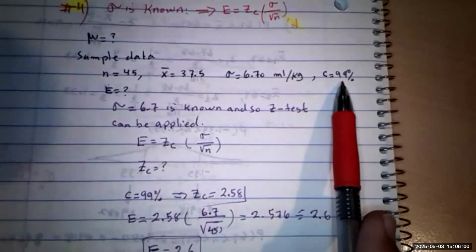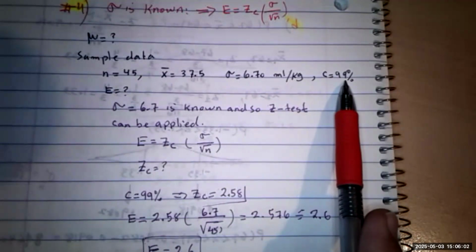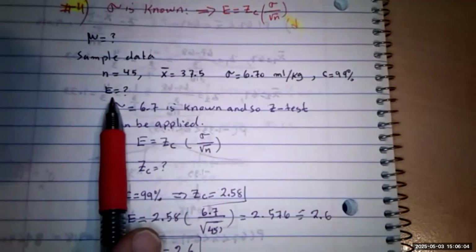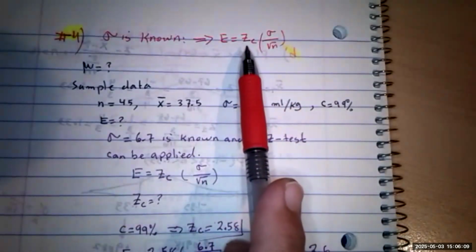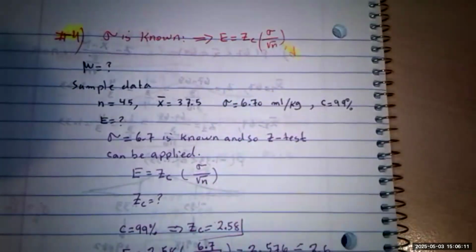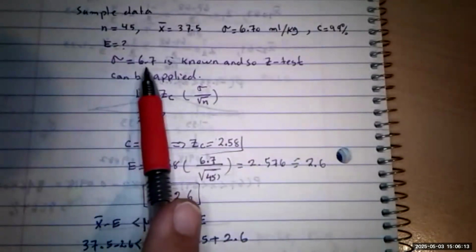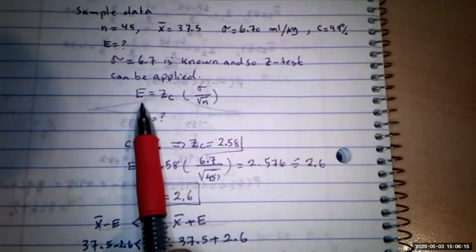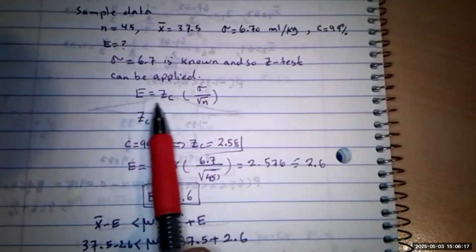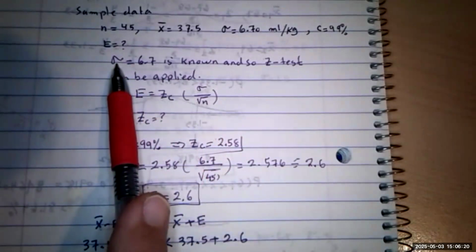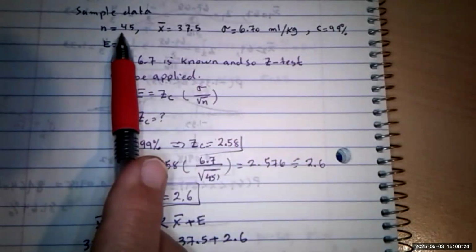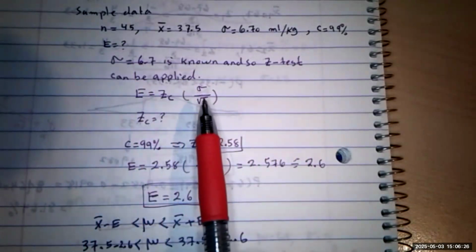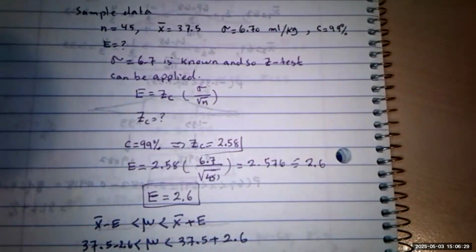And then we want to check it against the confidence level of 99%. So we have to find the marginal error, E. This is the formula for E: Z C sigma over radical N. The sigma, 6.7, is given to you. So you have to use the Z-test, because the sigma is given. If this sigma is not given to you and the sample size is less than 30, you have to use the T-test. So be careful, don't be confused, and use the proper one.